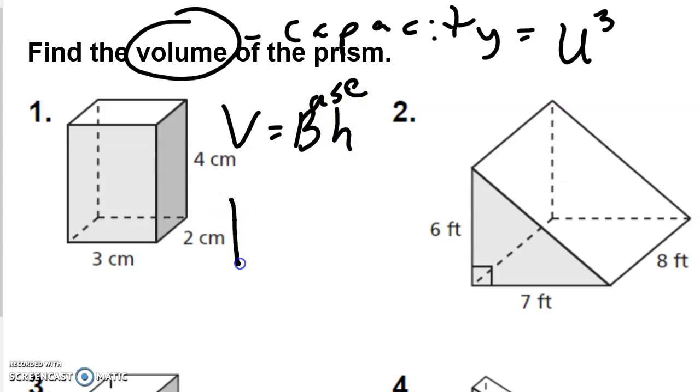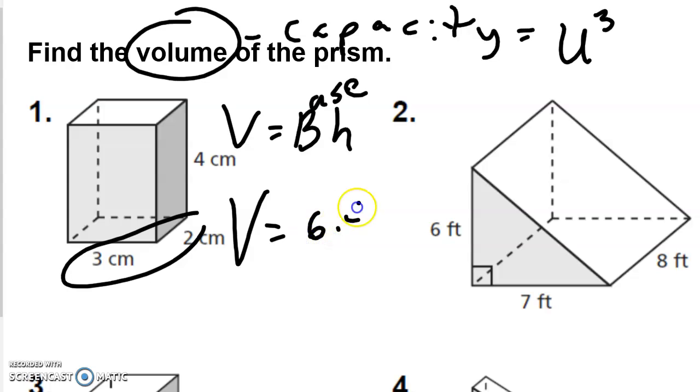So with this one, the volume, the area of the base, and since it's a rectangle or a square, in this case a rectangle, your rectangular prism base area would be 6, and then we'd multiply that by 4. So that means the volume of this prism would be 24 cubic centimeters.